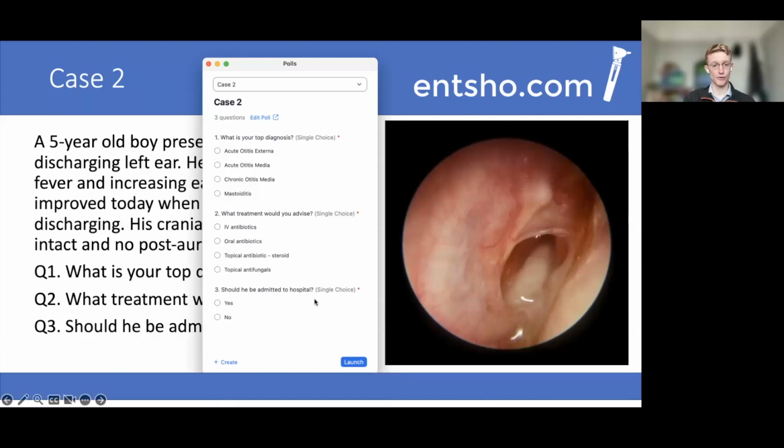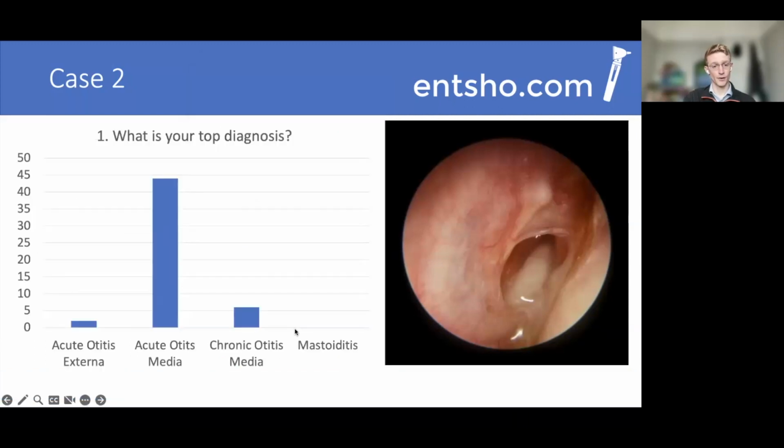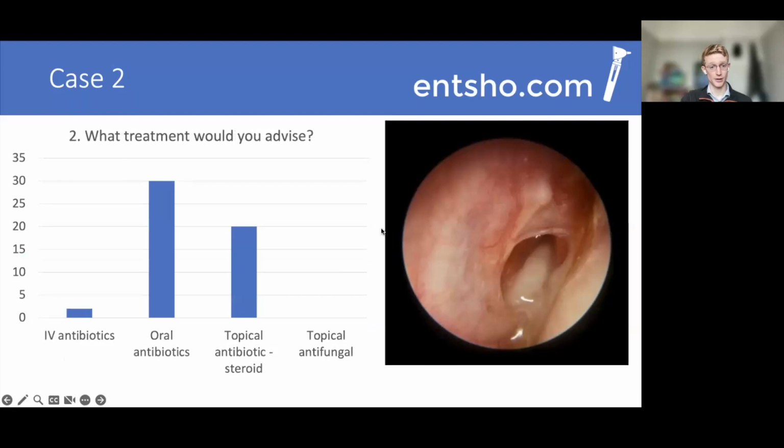Perfect, and we'll go through the answers. So I can see that most people voted for acute otitis media, which is absolutely correct. So this is a very classical story: a young child, worsening pain, improving after discharging. And you can obviously see a perforation with some discharge coming out on otoscopy.